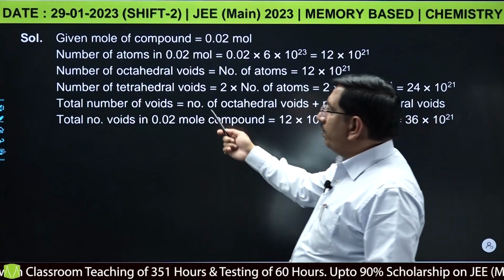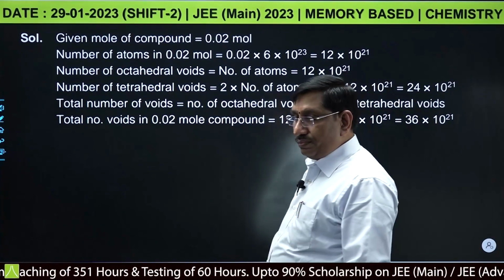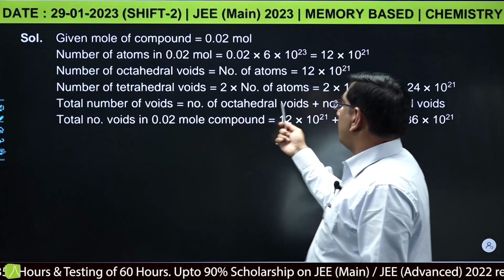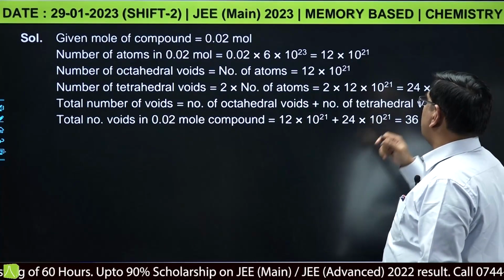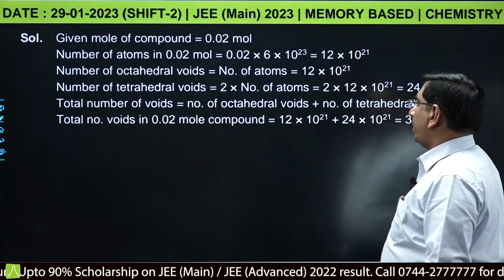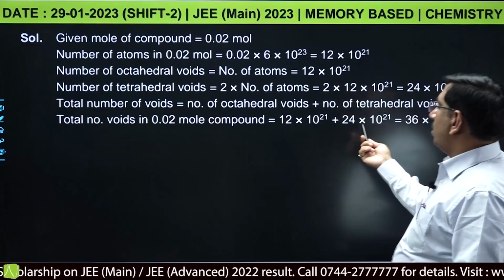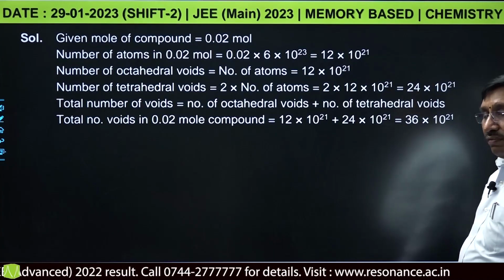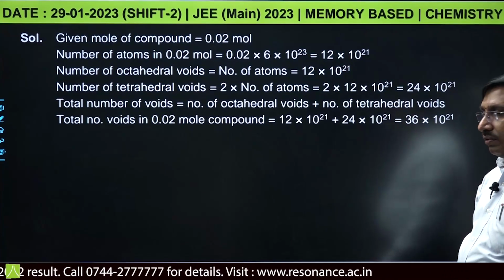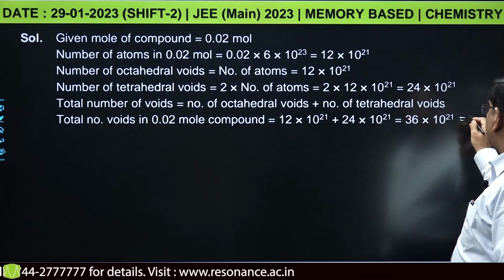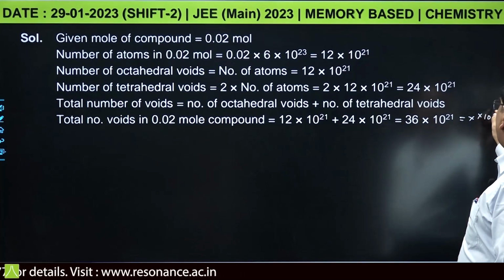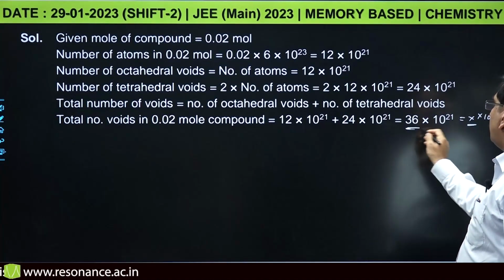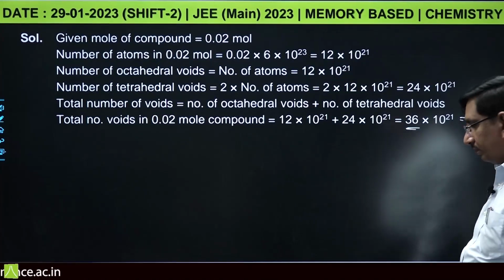Now, the total number of voids will be equal to the number of octahedral voids plus the number of tetrahedral voids. That will be equal to 12 into 10 power 21 plus 24 into 10 power 21, that will be equal to 36 into 10 power 21. It is compared with x into 10 power 21. Now, the x value is equal to 36.